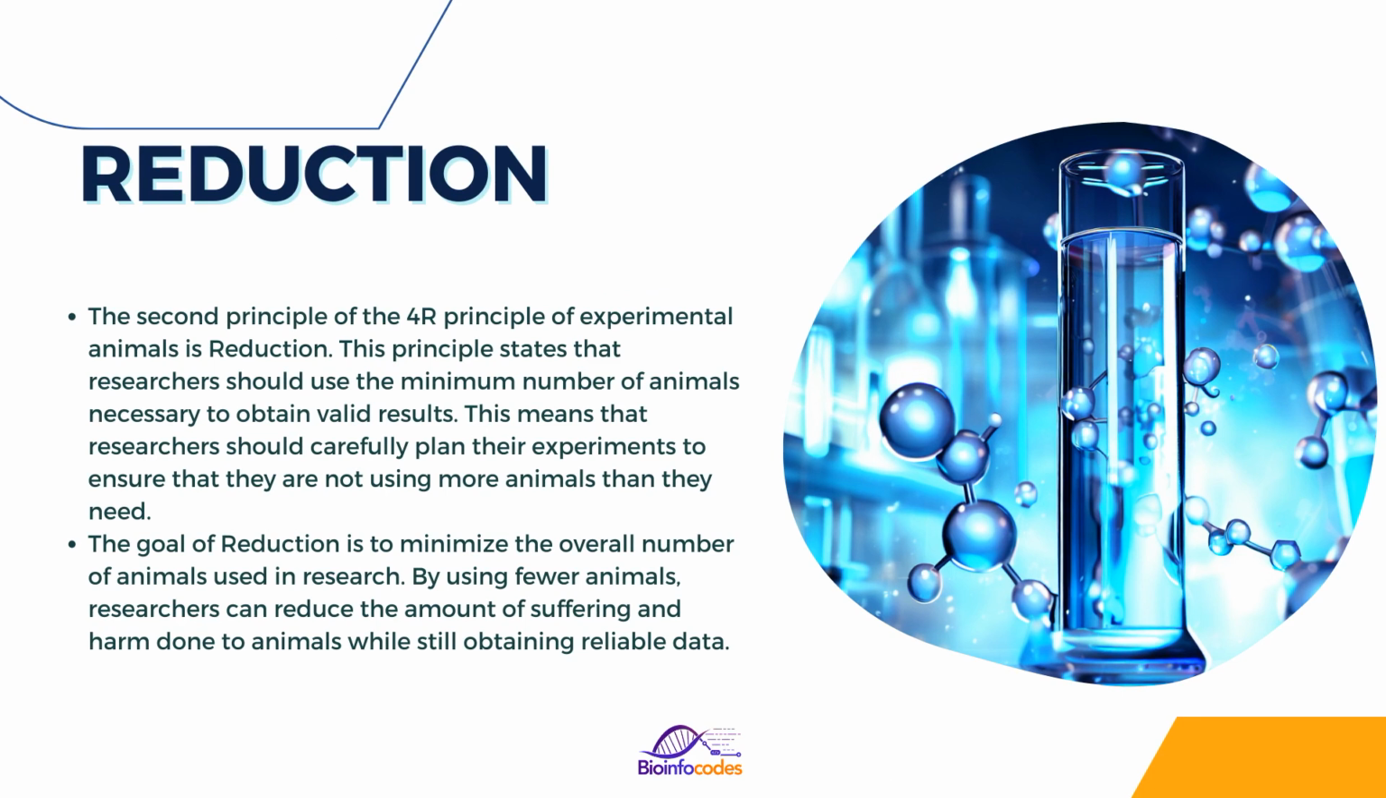Reduction. The second principle of the 4R principle of experimental animals is reduction. This principle states that researchers should use the minimum number of animals necessary to obtain valid results. This means that researchers should carefully plan their experiments to ensure that they are not using more animals than they need. The goal of reduction is to minimize the overall number of animals used in research. By using fewer animals, researchers can reduce the amount of suffering and harm done to animals while still obtaining reliable data.